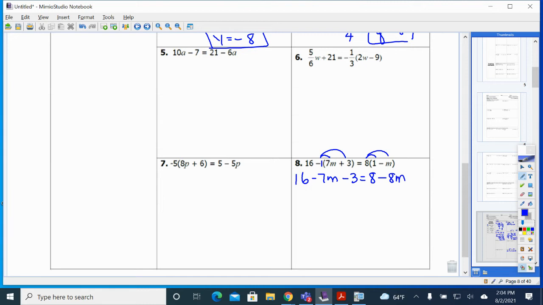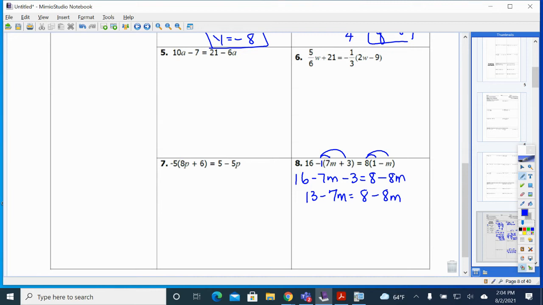Step number 2 again says to simplify each side by combining like terms. On the left, we have like terms. 16 minus 3 is 13. And then on the right, we got 8 minus 8m. So at this point, what you should notice is you've got numbers and variables on both sides, and you need to pick which side do you want your variables and which side do you want your numbers, because they need to be on opposite sides.